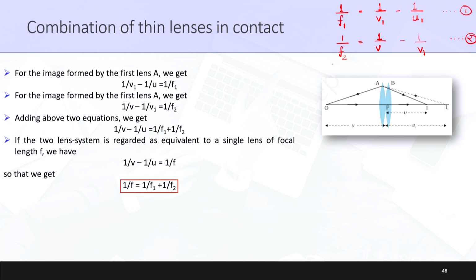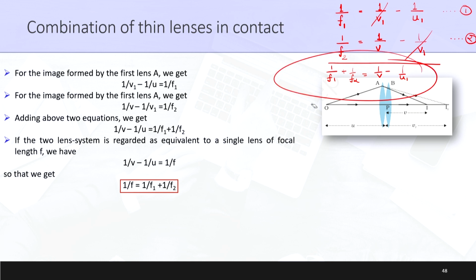Now just add both of these equations. Quite clearly, you can see 1 by v1 and minus 1 by v1 will get cancelled. Therefore, we will get 1 by f1 plus 1 by f2 is equal to 1 by v minus 1 by u1. So what does this equation convey to you? Let us suppose we have the lens equation again written, that is 1 by f is equal to 1 by v minus 1 by u1.